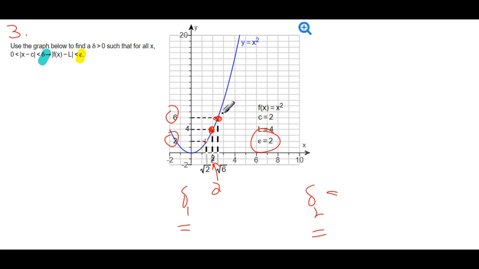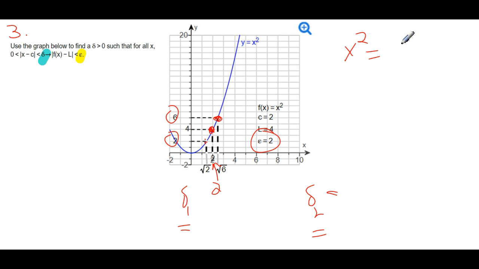Now it gives me the lower and upper numbers on this, but sometimes you have to find it yourself. So if they didn't give me this square root of 2 and square root of 6, how would I find it? Well, I would add 2 and subtract 2 from L. So adding 2 would give me 6, subtracting 2 would give me 2. Those are the y coordinates, because we're adding 2 and subtracting 2 from a y. And then we're just setting the function equal to that to figure out what the x's are.